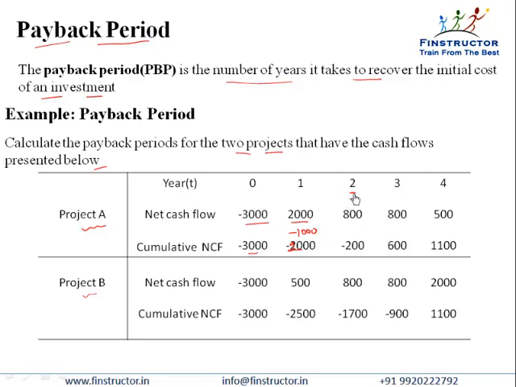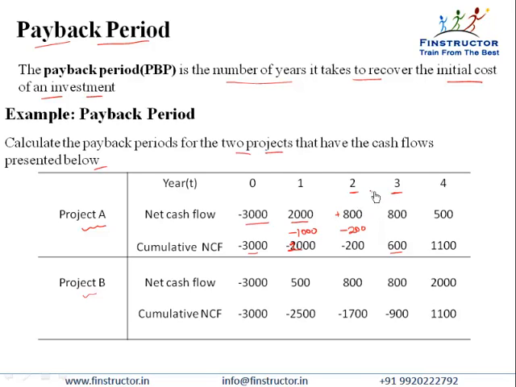At the end of the second year, I get another $800. So if I've received another $800, then how much is remaining now? Only about $200. And at the end of year 3, I receive another $800. So including year 3, I have recovered my investment and I now have an excess of about $600. So in how much time have I recovered my initial cost? Somewhere between period 2 and 3. Or year 2 and 3.